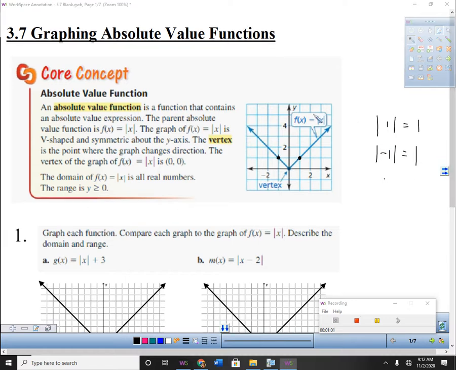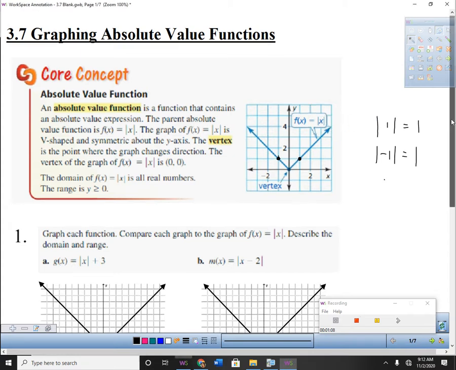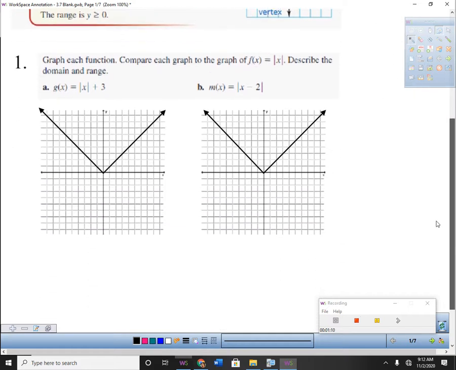So this is the parent function, just the absolute value of x. That's the most basic form of this function that you can get. So we are going to graph each of these functions and compare those graphs to the absolute value of x, and then we're going to describe what our domain and range is. I've already put the absolute value of x graph on your coordinate plane here, and notice that it goes diagonally to the corner. It's like up 1, over 1 on each side. All right, that's your basic one.